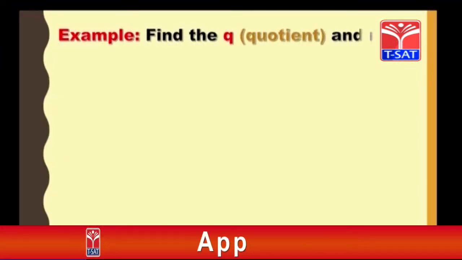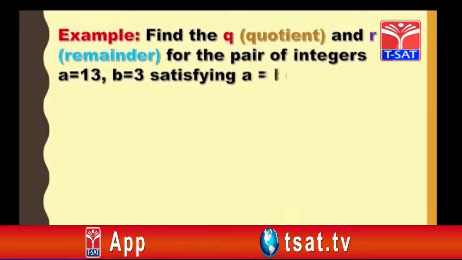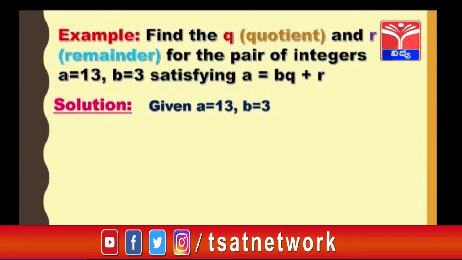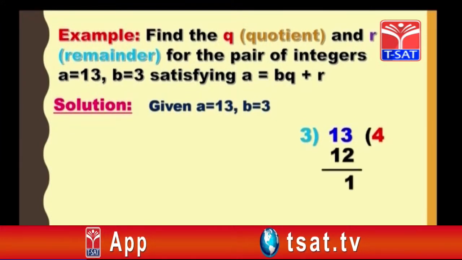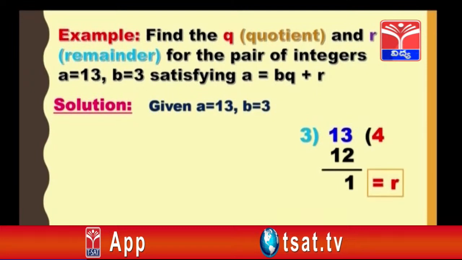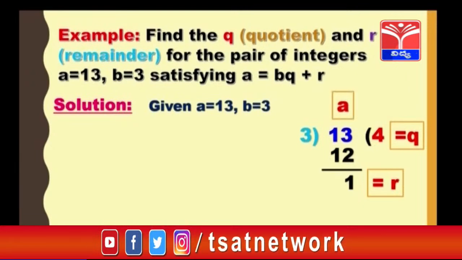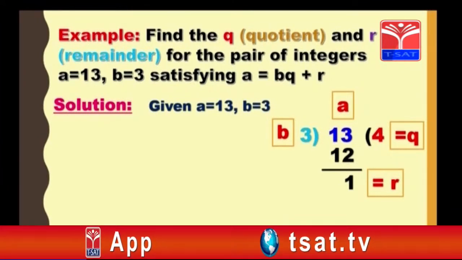Example 1. Find the quotient and remainder for the pair of integers A = 13, B = 3, satisfying A = BQ + R. Given numbers are A = 13 and B = 3. 13 divided by 3: 3 fours are 12, and the remainder is 1. Here 1 is the remainder R, 4 is the quotient, 13 is the dividend and 3 is the divisor, which we are treating as A = 13 and B = 3.